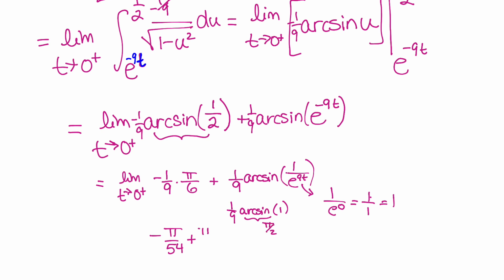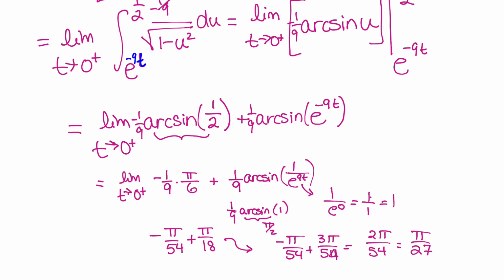So that's going to give me pi over 18. 18 does go into 54 3 times. No, it doesn't. Hang on. Yes, it does. 3 times. So that means negative pi over 54 plus 3 pi over 54, which gives me 2 pi over 54, or pi over 27. Match you, Nate? We would say that this improper integral converges.